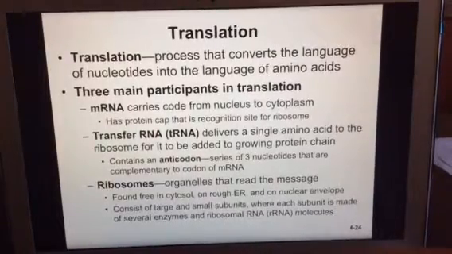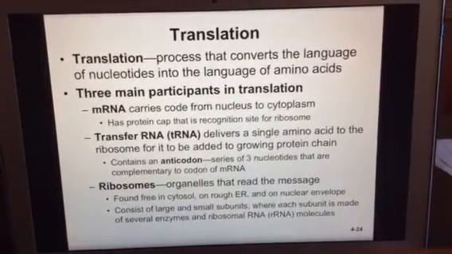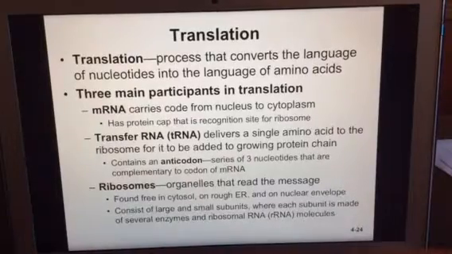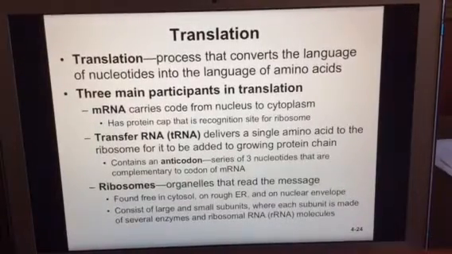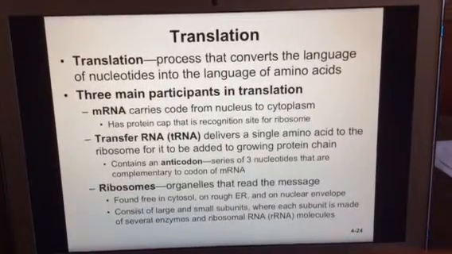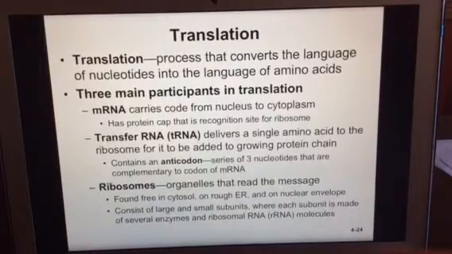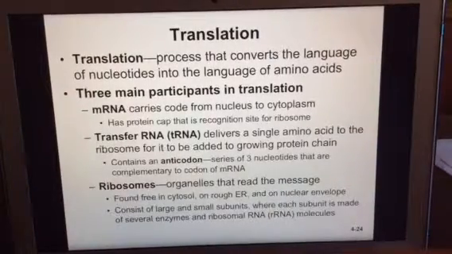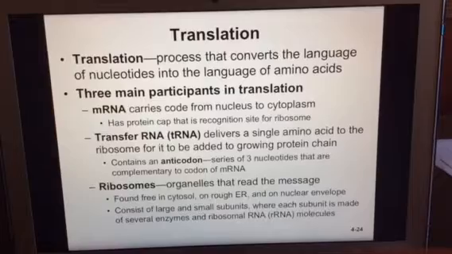So the second step of protein synthesis is translation. That mRNA goes out of the nucleus. Remember, the DNA can't leave the nucleus, so that's why the mRNA is so necessary to keep that sequence carried out. And so that goes out to the cytoplasm and it reaches a ribosome.